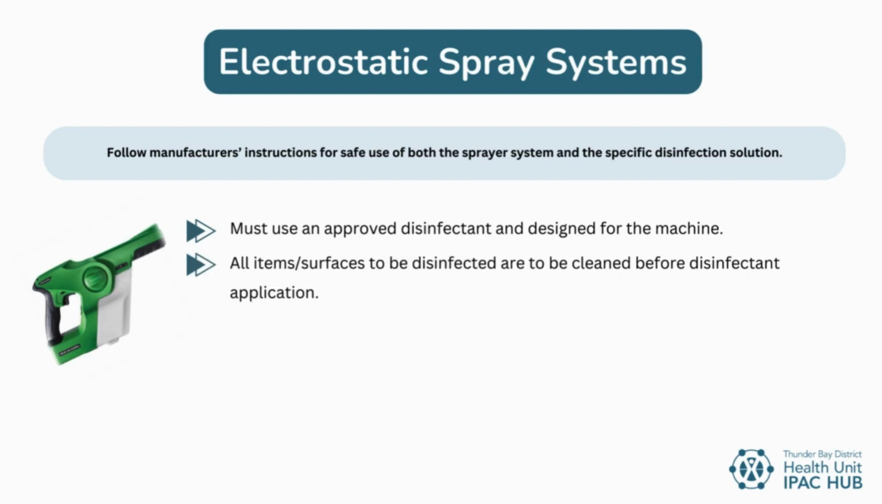All items and surfaces to be disinfected are to be cleaned first with a soap and detergent before this application. The electrostatic spraying system is just applying a disinfectant. It's not applying a cleaning and disinfectant in one, and you're not getting any of that mechanical action, that elbow grease for that cleaning. So, again, this is just a method for applying disinfection. It doesn't replace that cleaning step.